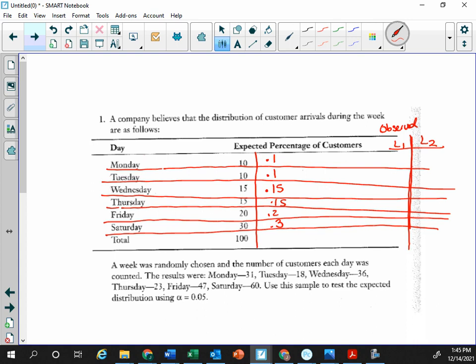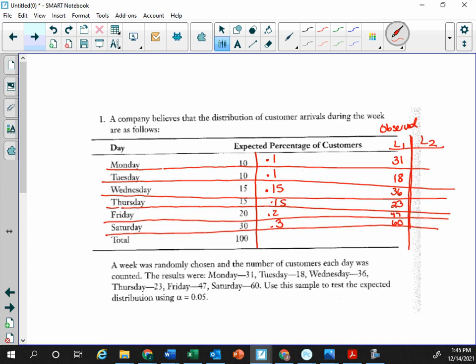So on Monday we had 31 people. What about on Tuesday? 18. On Wednesday, 36. On Thursday, 23. Friday, I have a really small spot for 47. And then Saturday was 60.